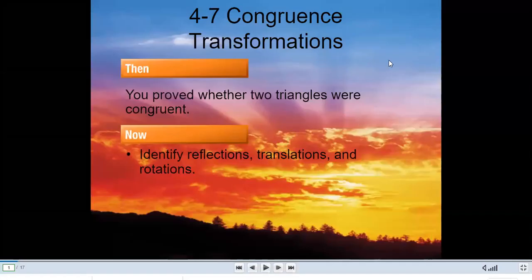What are the transformations? Translation, reflection, and rotation.